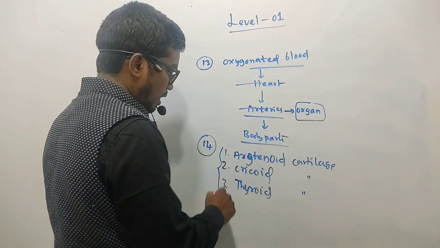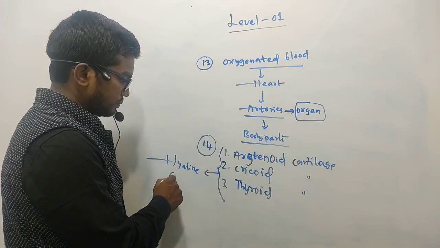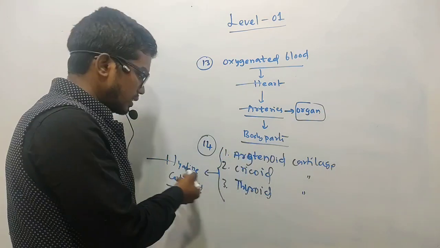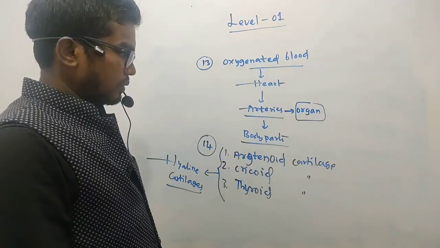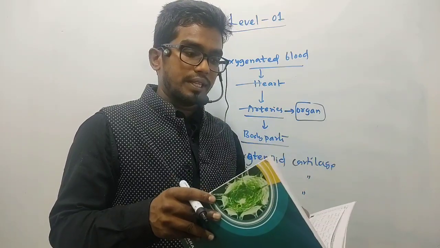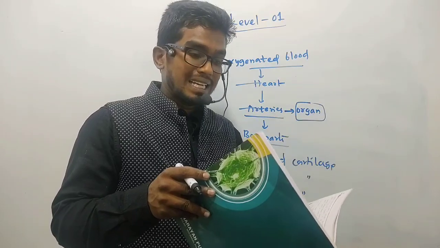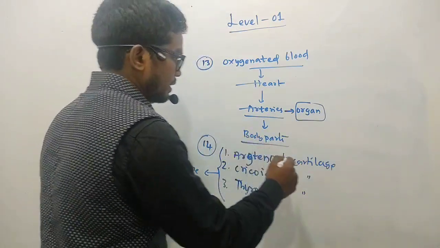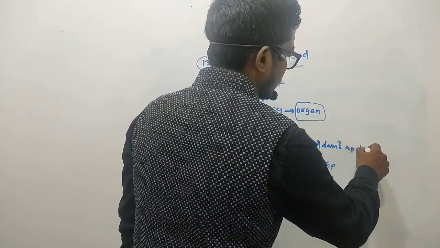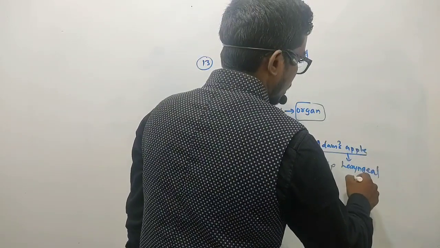First of all, let me tell you, all these are types of hyaline cartilages, which is important to note here, dear students. All these are types of what? Hyaline cartilages. Out of these, we need to identify the Adam's apple. What is Adam's apple, my dear students? See, the Adam's apple is also called laryngeal prominence.